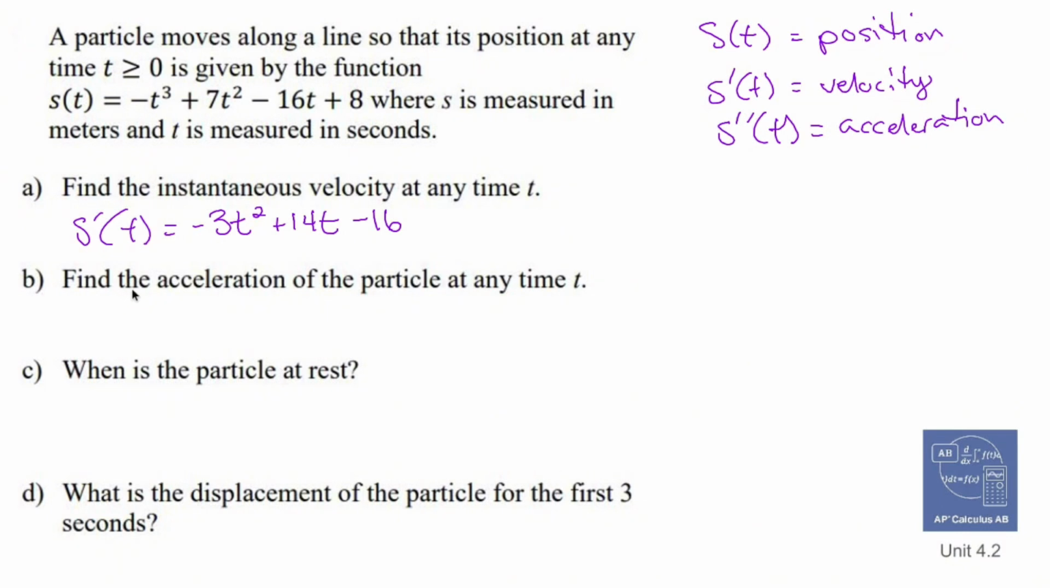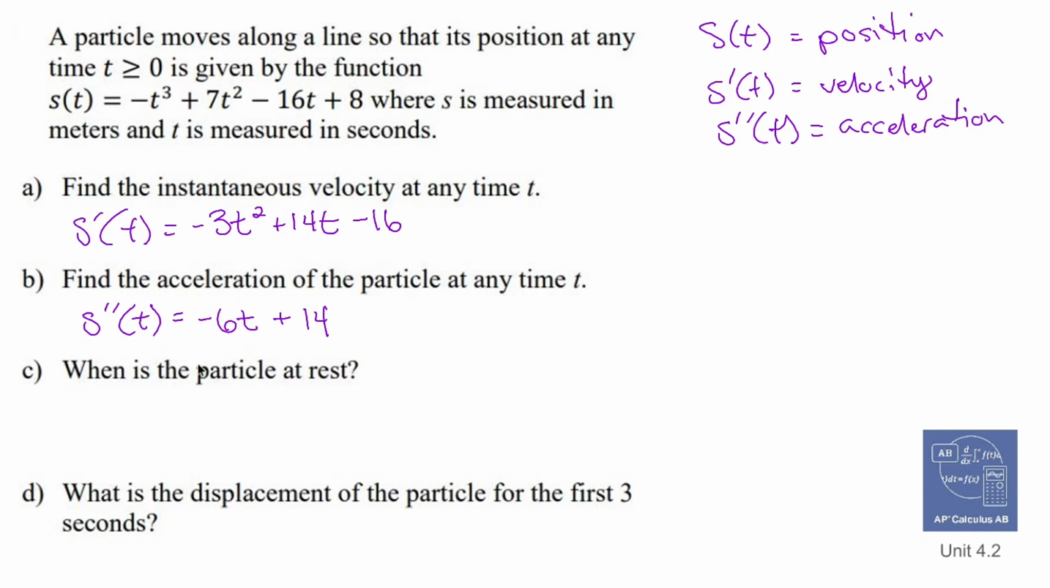B is asking us to find the acceleration at any time t. Similar idea, we're going to take the second derivative, which is the derivative of the first derivative. So we're going to use the power rule a couple times again. The derivative of negative 3t squared is going to be negative 6t. The derivative of 14t is 14, and the derivative of negative 16 is nothing. So that's my acceleration function at any time t.